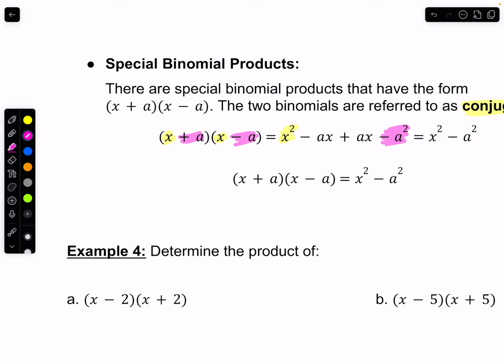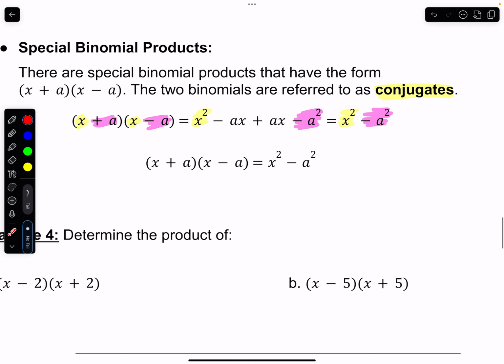Why did I not highlight the middle parts? Because when I add these together, the negative ax's plus the positive ax's will cancel out. For instance, negative 2x plus 2x would cancel out. And so I'm just left with my x squared and my minus a squared. So if you notice this situation where the binomials are the same except they differ by the sign, you don't have to do the whole FOIL thing. You could just go x times x gives you x squared, and then a times negative a gives you minus a squared.